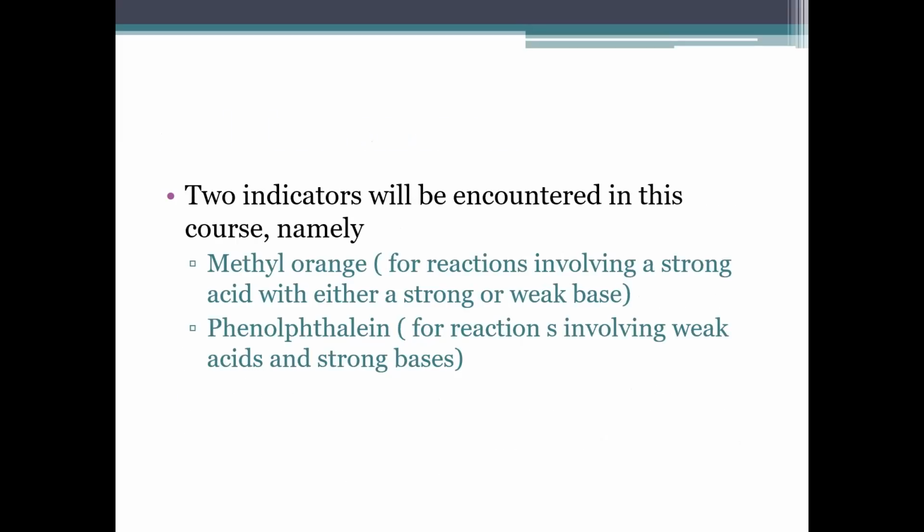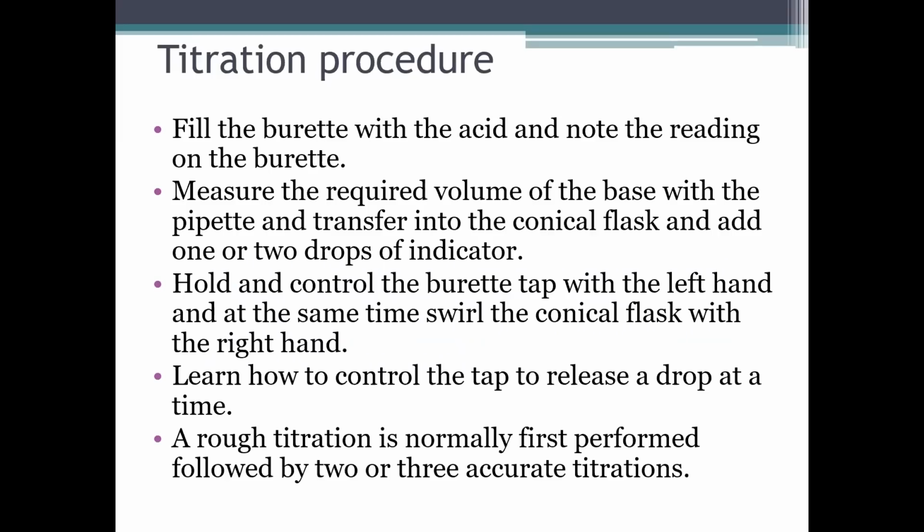In this type of titration, we have two types of indicators. We have the methyl orange, which is for reactions that involve a strong acid and either a strong base or a weak base. And we have the use of phenolphthalein as an indicator for weak acid and strong base. When we tell you the acid and base that we are using in this experiment, you yourself will be able to know the type of indicator, whether it's methyl orange or phenolphthalein.